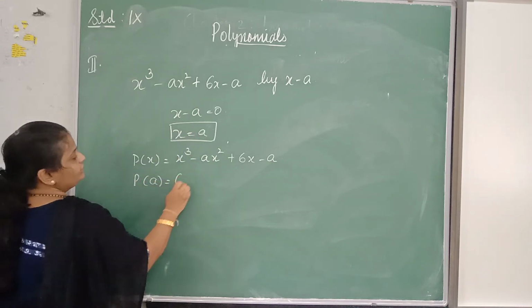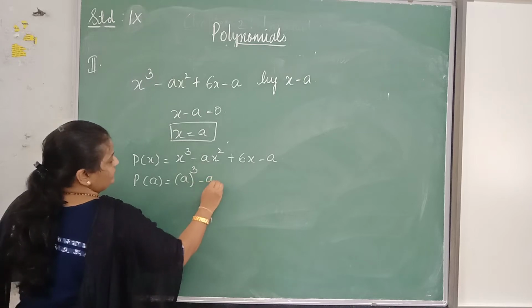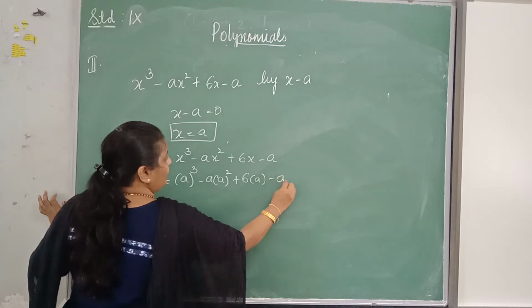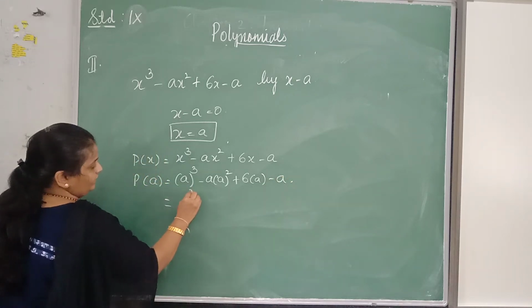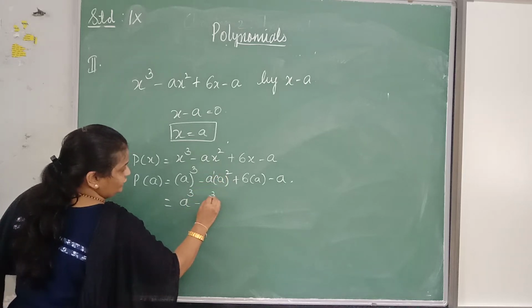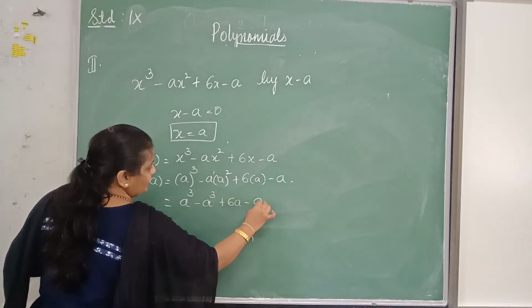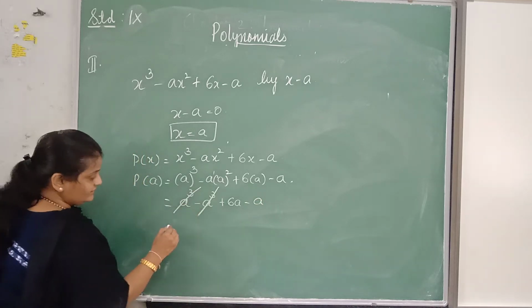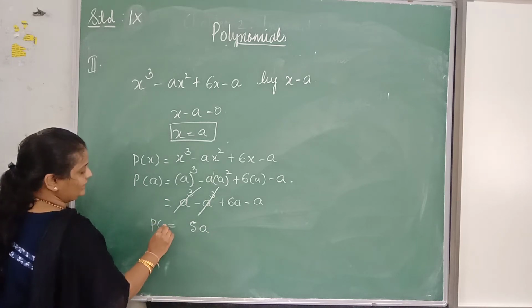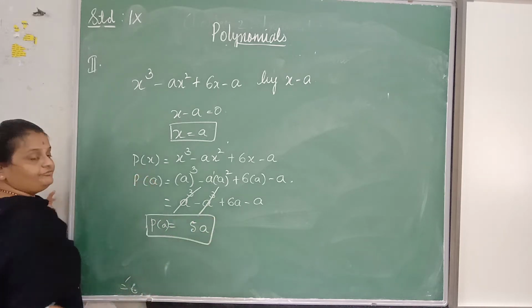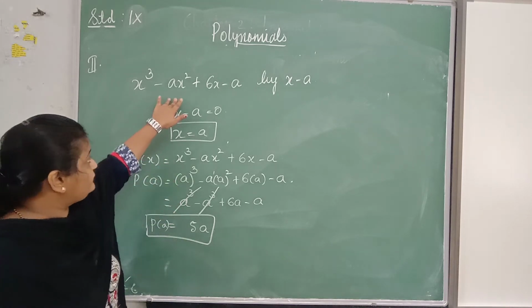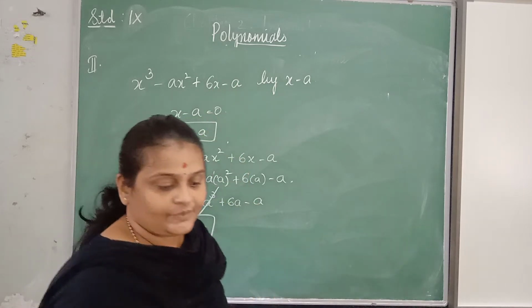P of a is equal to a cube minus a into a square plus 6 into a minus a. Now a cube and a square, bases are same, so we add the powers: minus a cube plus 6a minus a. Unlike signs get cancelled. So 6a minus 1a, it is 5a. So 5a is the remainder for the polynomial x cube minus ax square plus 6x minus a. Okay.